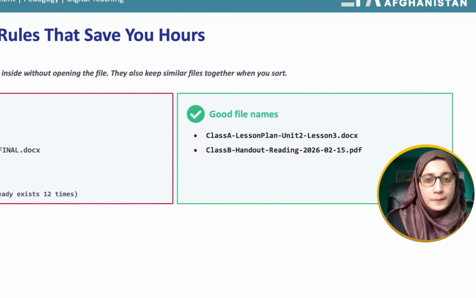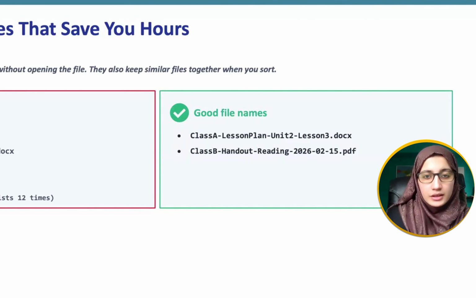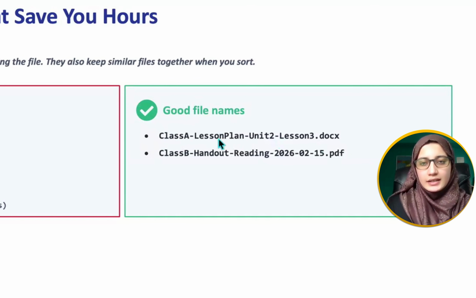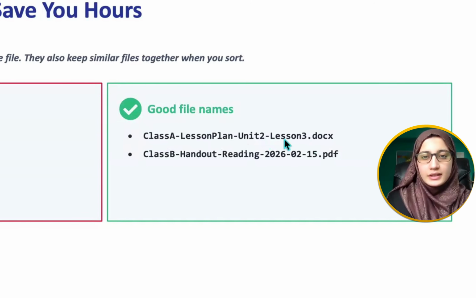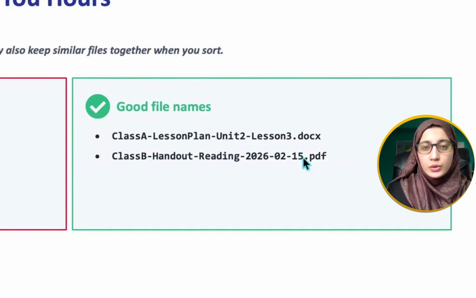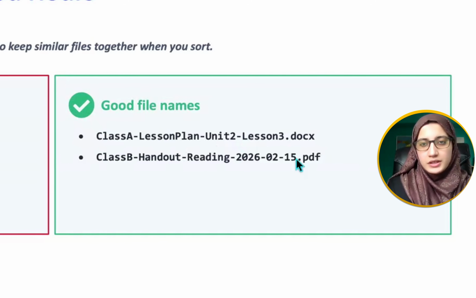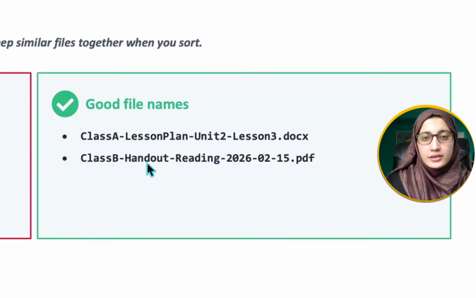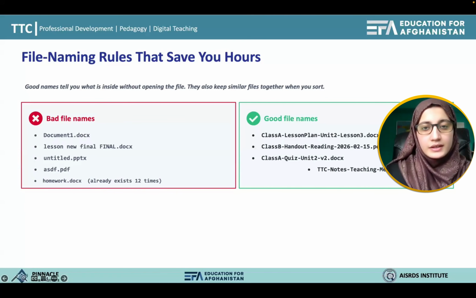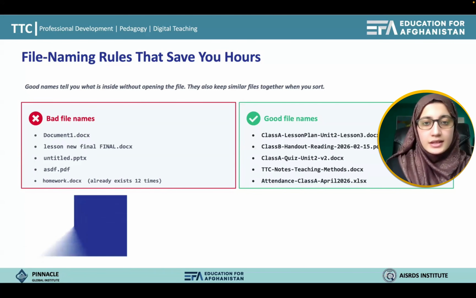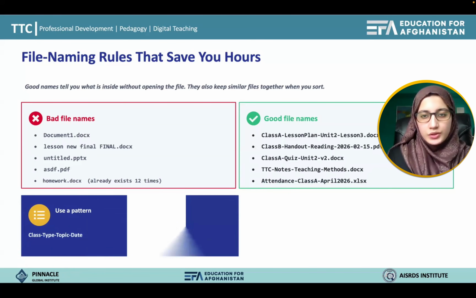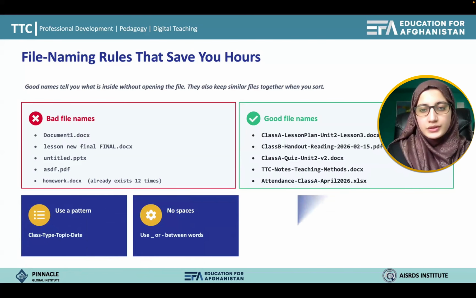For example, Class A, Lesson Plan, Unit 2, Lesson 3.docx. This name is clear. You know the class, the type of file, the unit, and the lesson. Another example, Class B, Handout, Reading, 2026-02-15.pdf. This tells you the class, the material type, the topic, and the date. Use a consistent pattern. In this slide, the pattern is class, type, topic, and date. You can use hyphens or underscores between words. The important point is consistency.